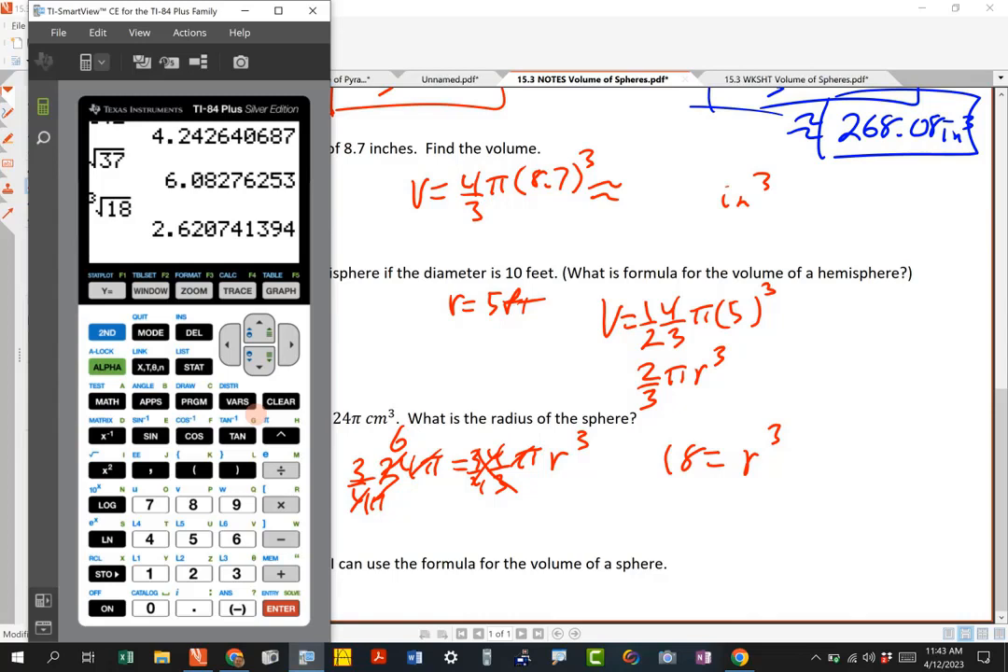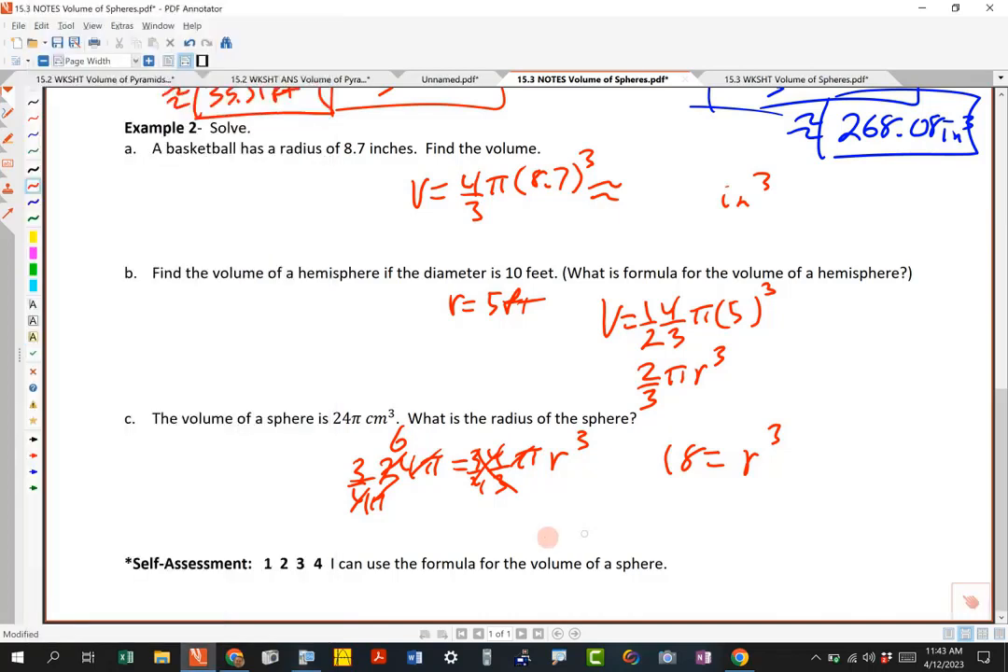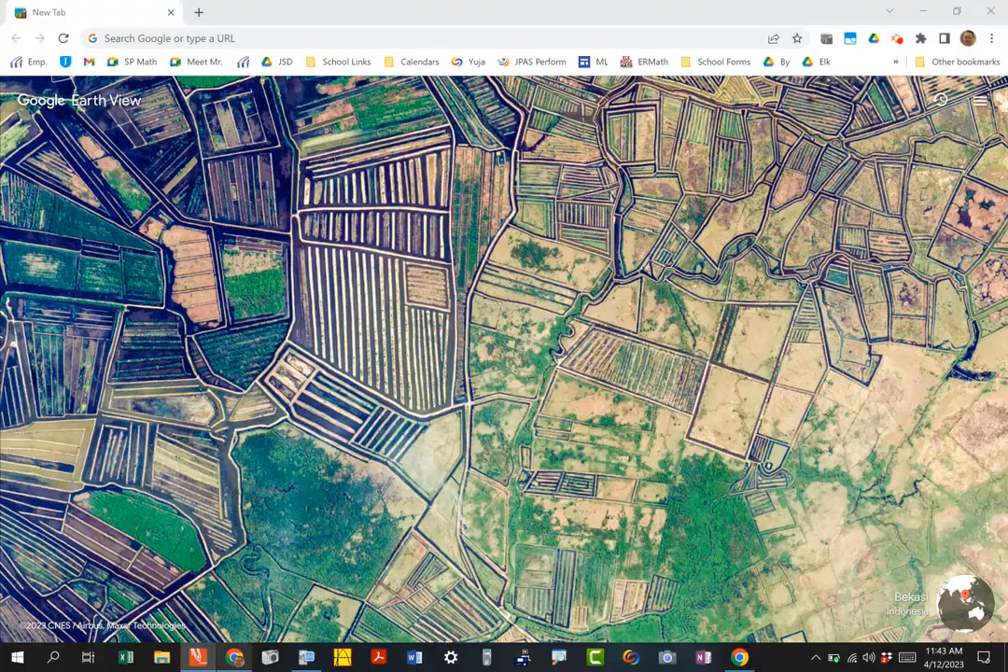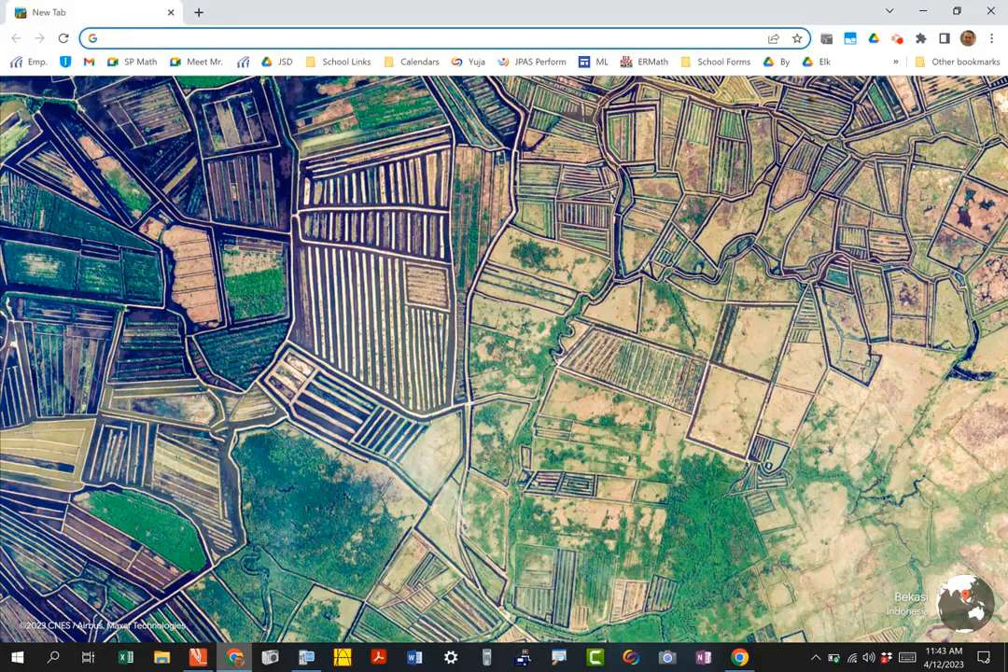Taking it to the power 1/3. Wow. 18 raised to the, and I'm going to put this in parentheses, 1 divided by 3. The 1/3 power is also a root. Okay? 1/2 is a square root. Very good. It's 1/4. Whoops.